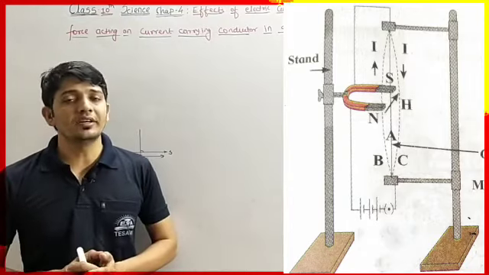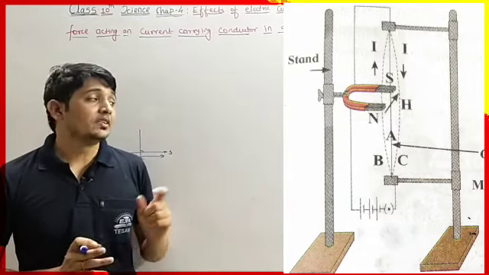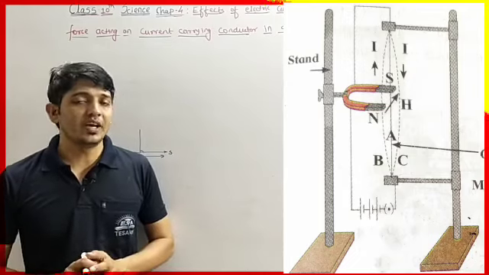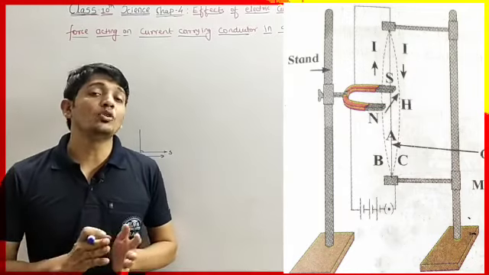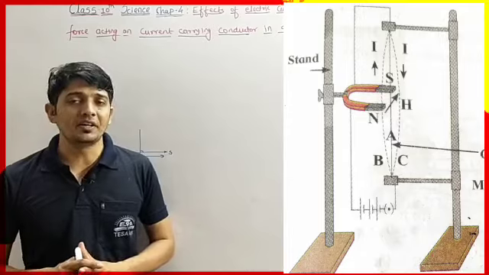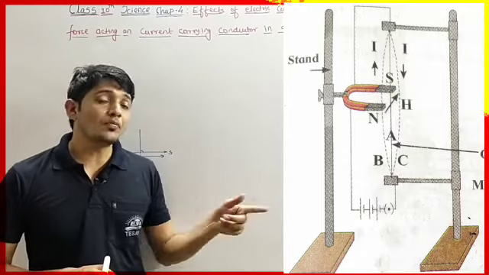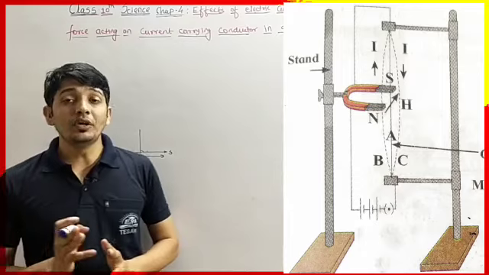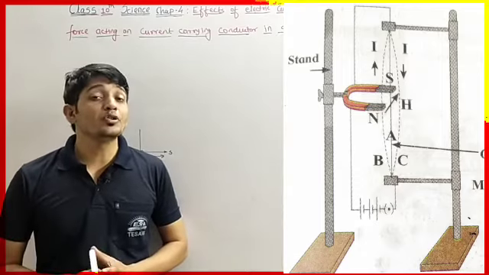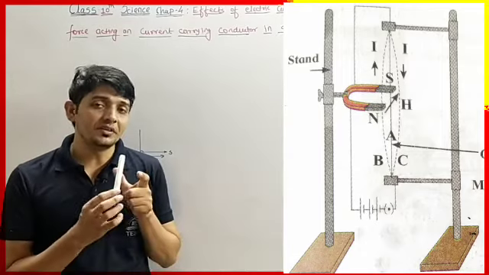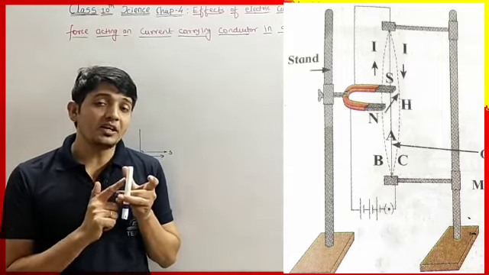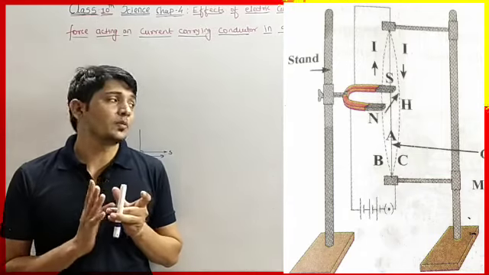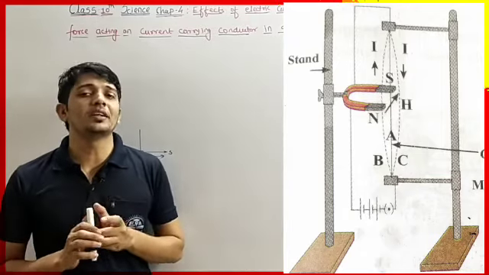Okay, so when the switch is off, no current is flowing through the conductor. At that time the conductor will not show any deflection. Neither will it be attracted nor repelled by the magnetic field. But when the switch is on, current flows through the conductor. We know the current carrying conductor produces a magnetic field. Then the magnet will attract it from one side and it will experience the force of repulsion from the other side.